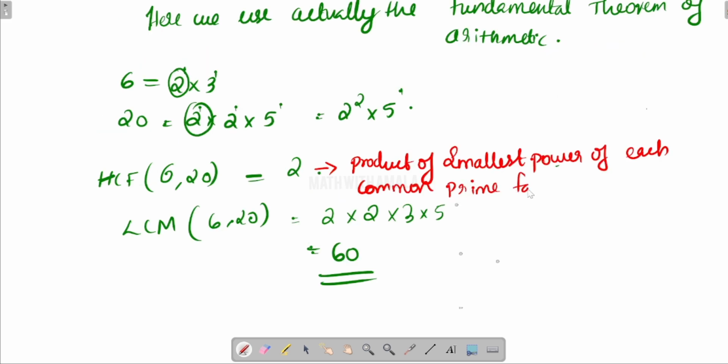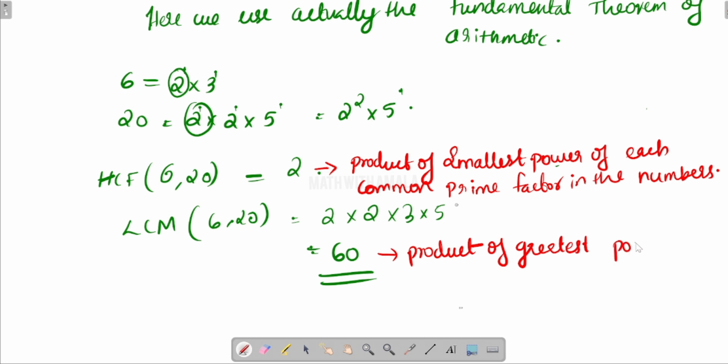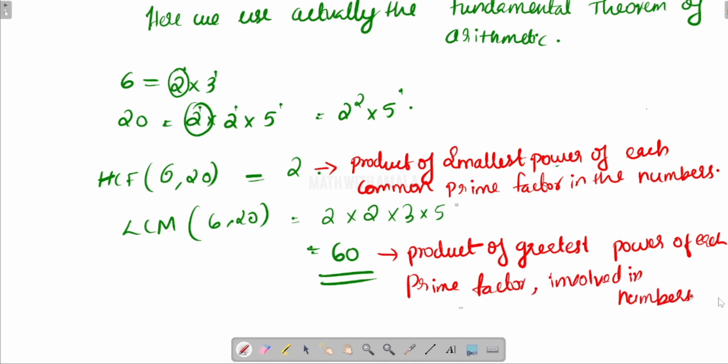Here we can find a relation between HCF and the common prime factors. The HCF is the product of the smallest power of each common prime factor in the numbers. Also, between the LCM and the prime factors we can find another relation: the LCM is the product of the greatest power of each prime factor involved in the numbers. So we can have different kinds of smallest and greatest connections with the HCF and LCM. This we have already discussed while we were starting the HCF and LCM concept in this part itself.